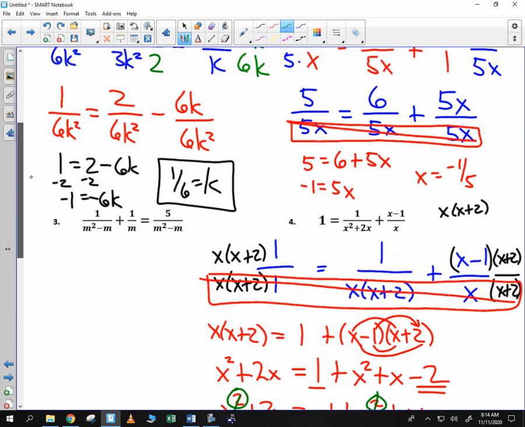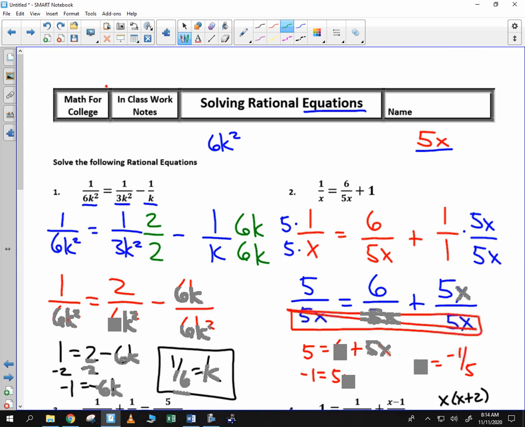So, solving rational equations, it looks really challenging. We'll practice in class, but once you find common denominators, turns out that it works out pretty nice.